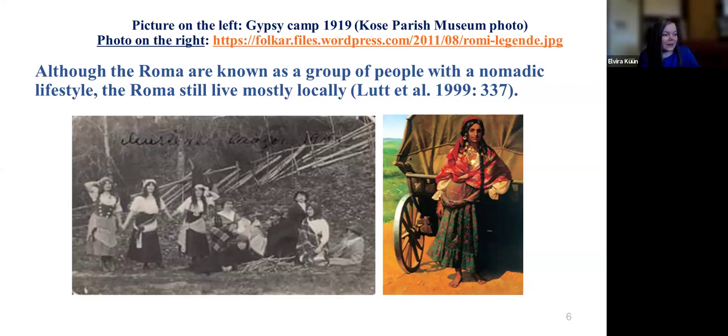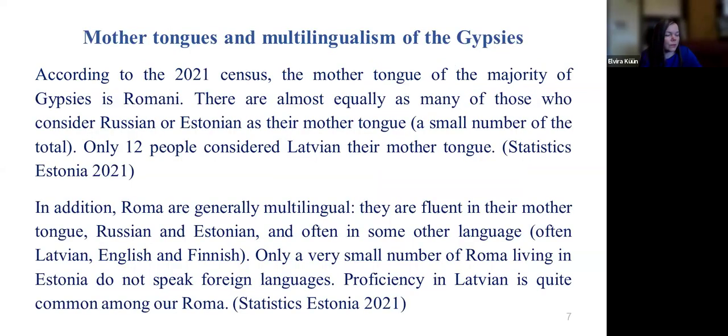Vaatame edasi mustlaste emakeelt ja mitmekeelsust. 2021. aasta rahvaloenduse järgi on suurema osa mustlaste emakeeleks mustlaskeel. Peaaegu võrdselt leidub neid, kes peavad oma emakeeleks vene või eesti keelt. Läti keelt nimetas emakeeleks vaid 12 isikut. Lisaks on romad üldjuhul mitmekeelsed: valdavad nii oma rahvuskeelt, vene ja eesti keelt kui sageli ka mõnda muud keelt, küllalt tihti läti, inglise ja soome keelt. Vaid väga väike osa Eestis elavatest romadest ei oska võõrkeeli. Kokkuvõttes on läti keele oskus meie romade seas üsna levinud.